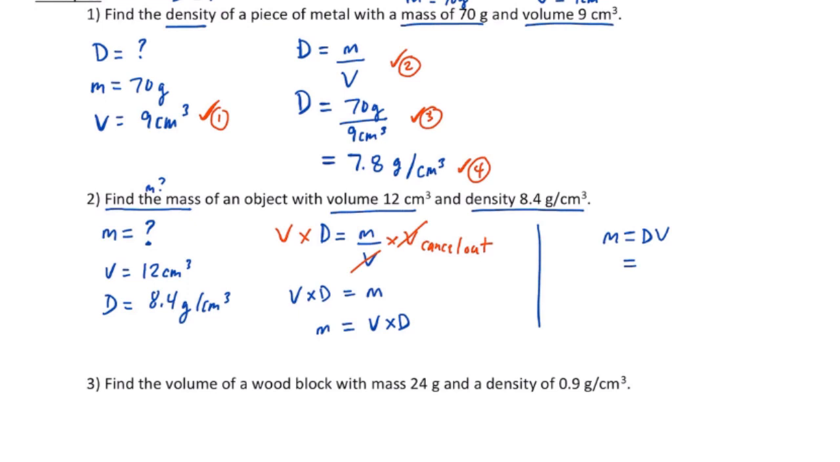Now I want to get my third mark, so I'm going to substitute 8.4 grams per centimeter cubed multiplied by the volume. Just a reminder, if there is no symbol in between these letters, it means multiplication. So 100.8. You now have 3.5 marks out of 4. If you want 100%, you have to tell me what the unit's going to be for that mass.